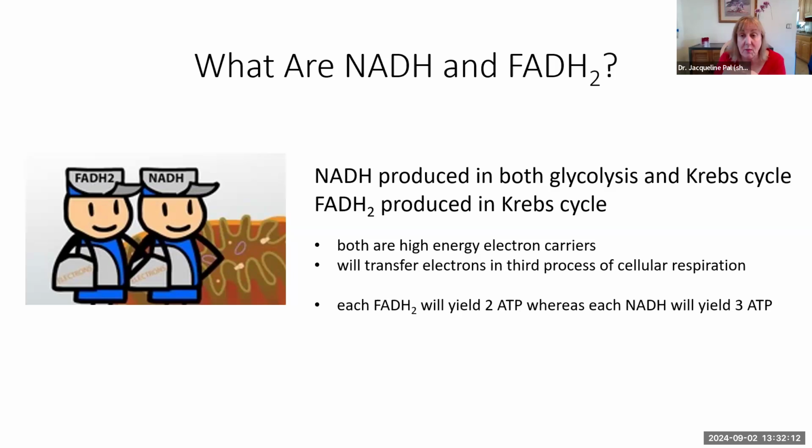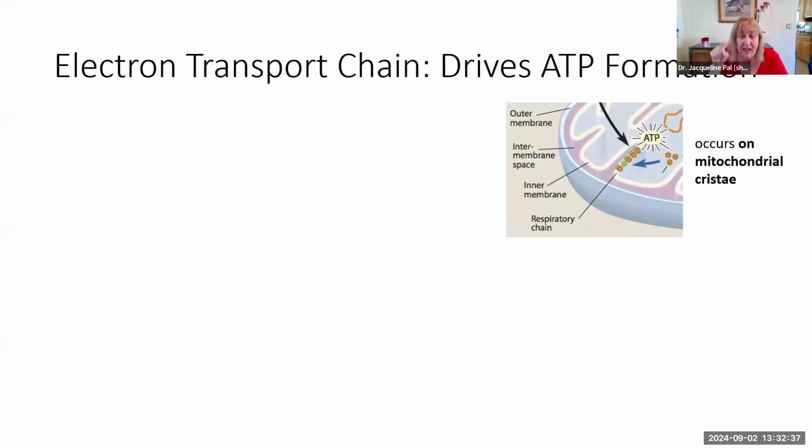NADH can drop off at the beginning, so it's going to be yielding 3 ATPs for every NADH, whereas FADH2 can't start at the beginning. No, it's prohibited. So it can only start partway through the process. So each FADH2 will only yield 2 ATPs. But we will see that right now as we go through the steps of the electron transport chain, because this is where ATP formation occurs.